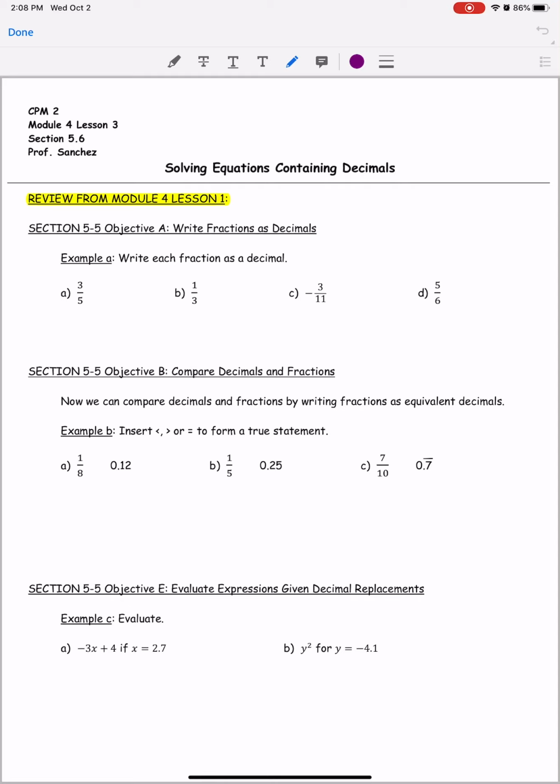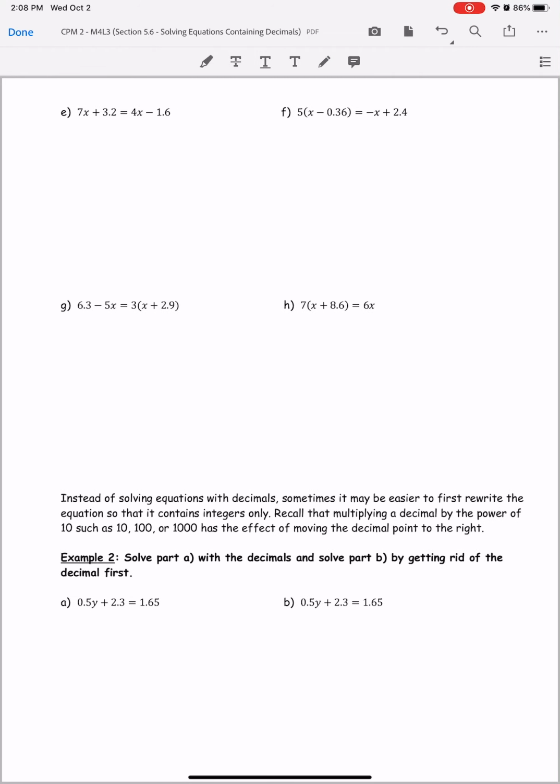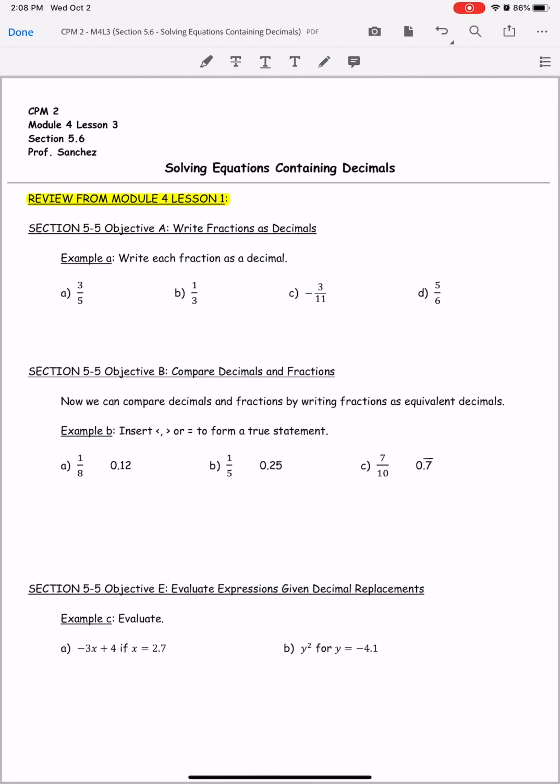This is Module 4, Lesson 3. This is actually a really short lesson. This lesson is only 3 pages. And this first page is a straight review from your first lesson in this module. The reason I did this review is you're going to have some questions like this on my math lab.